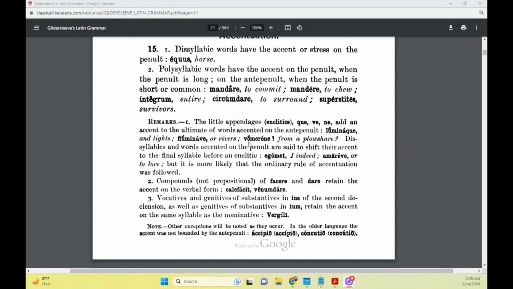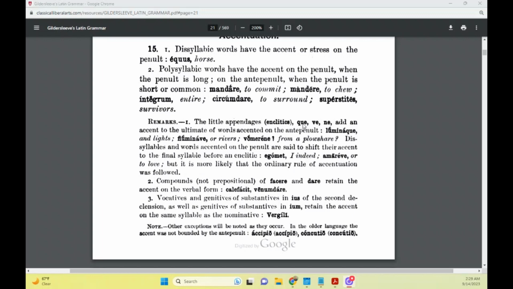Here we have another one. We have vomere, or vomere, vomere in classical Latin, vomere in church or Christian Latin. And we can see that the antepenult was accented in that word, vomere or vomere. But because we've added this enclitic, we add an accent on the last syllable, vomerene, vomerene.